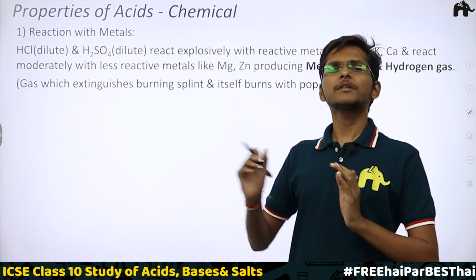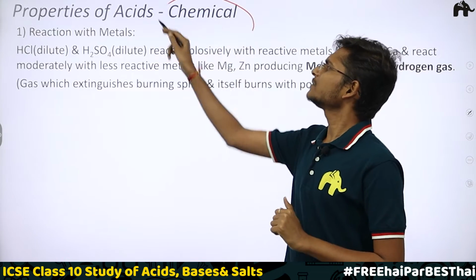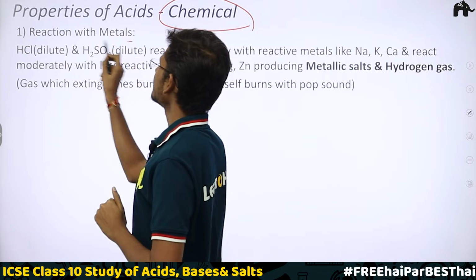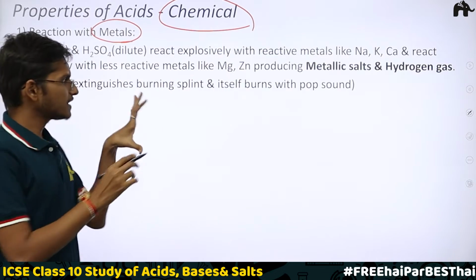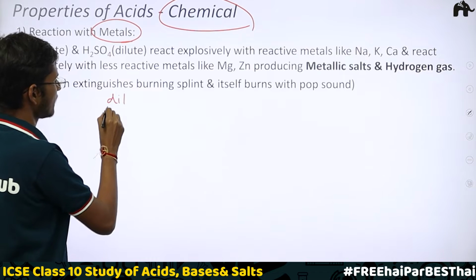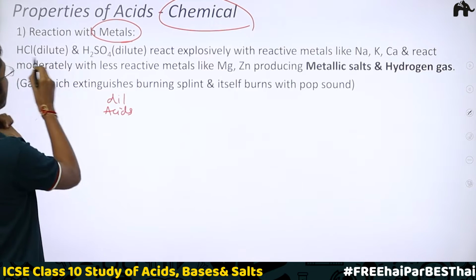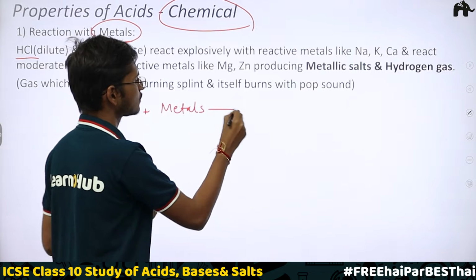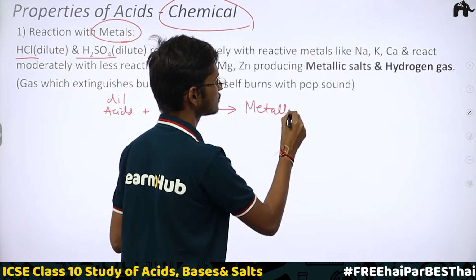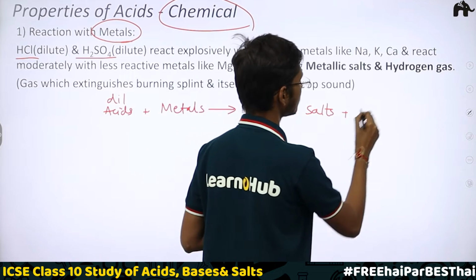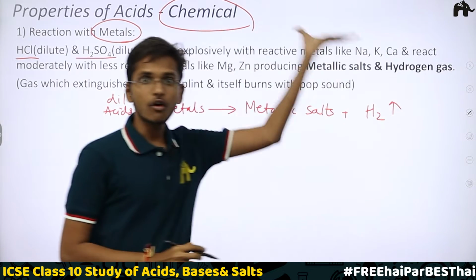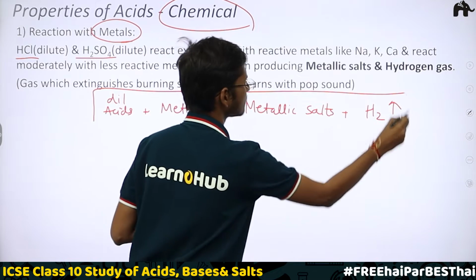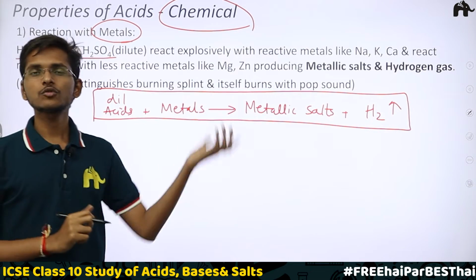Now moving ahead, let's see the chemical properties of acids. Chemical properties means we are just going to see the chemical reactions of acids. First, the reaction of acid with metals. How do acids react with metals? Dilute acids like HCl and H2SO4 react with metals to simply form metallic salts and hydrogen gas is evolved. You just have to remember this simple general reaction, and you would be able to write the reactions.